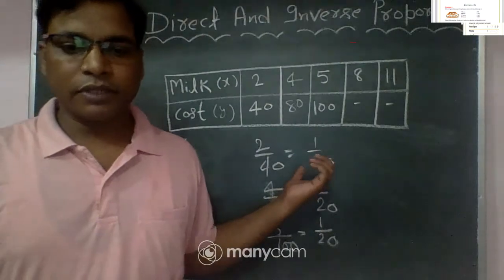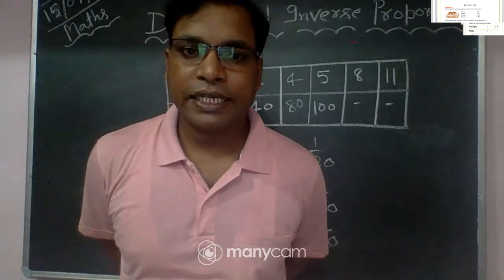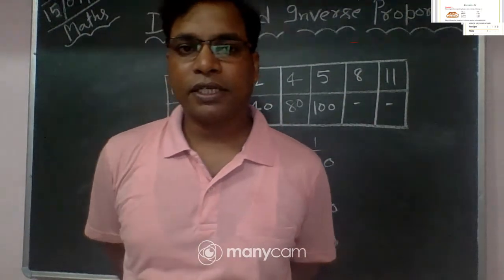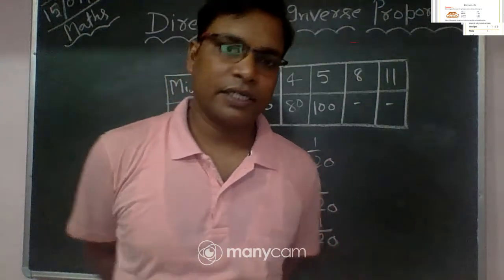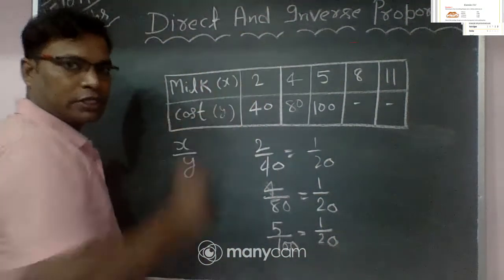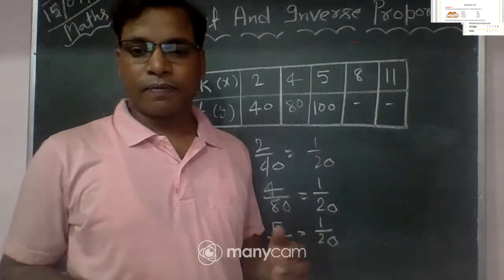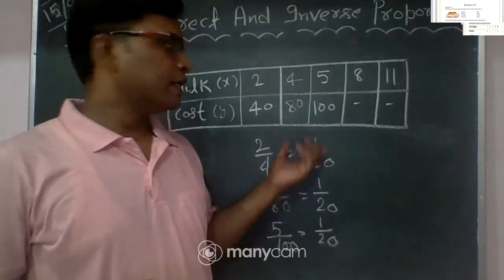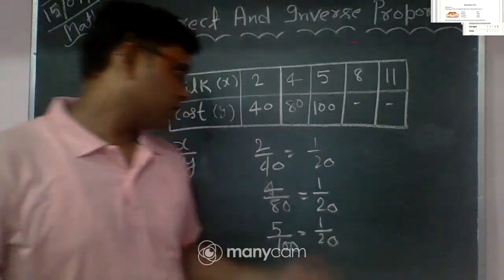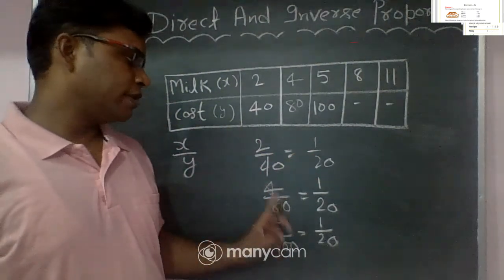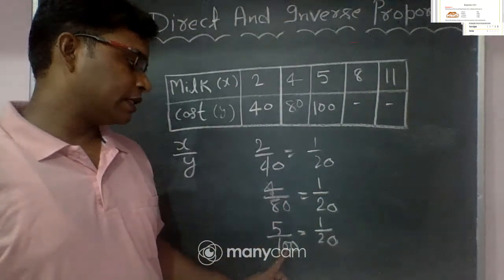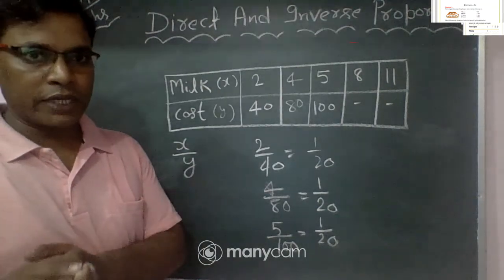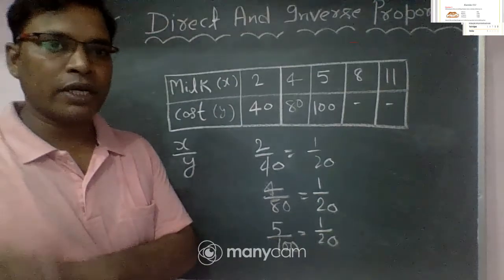So from the above observation, we find that two quantities x and y are said to be in direct variation, or proportion, if x by y is constant. ओके, आप इसको डायरेक्ट प्रोपोर्शन कब कहोगे? जब इसका x by y रेशियो कांस्टेंट हो. आप देख लो यहाँ पे 2 by 40 1 by 20 मिला आपको, 4 by 80 ये भी 1 by 20 मिलेगा, 5 by 100 1 by 20. इसका मतलब अगर दो क्वांटिटी डायरेक्ट प्रोपोर्शन में हैं तो उनका रेशियो क्या होगा, कांस्टेंट.